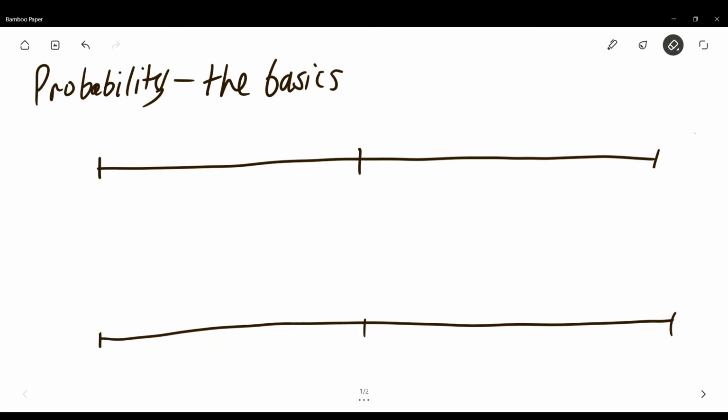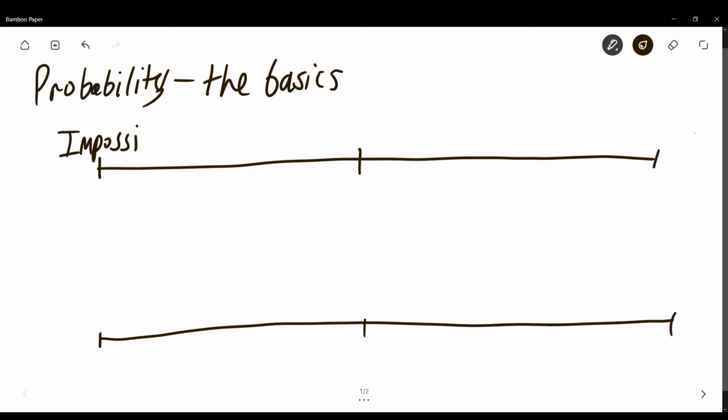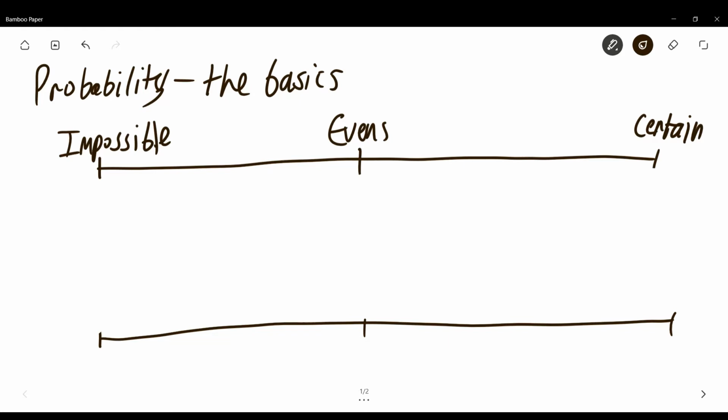This is the word scale on top. So if something definitely isn't going to happen, we're going to label that impossible. Impossible down there. Okay, if something is definitely going to happen, then it's going to be certain up here. And if something's got a half chance of happening, we're going to put it as evens in the middle. Okay, now anything between evens and certain, we label as likely. And anything between impossible and evens is unlikely.